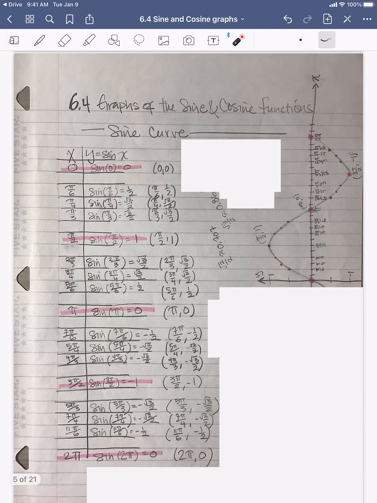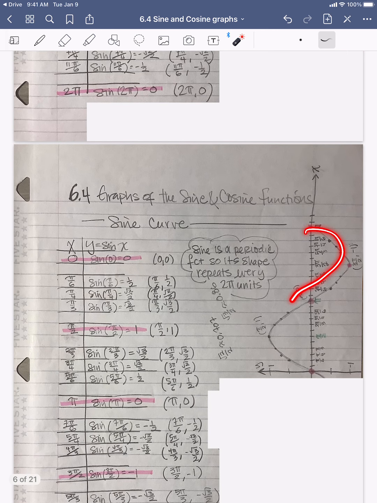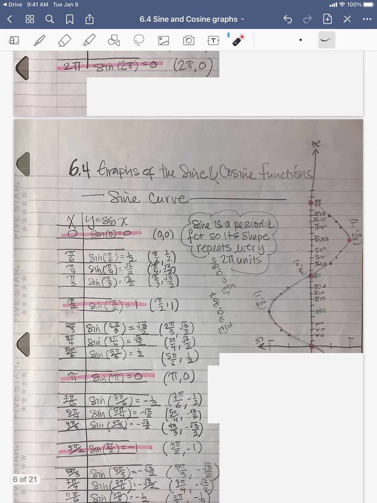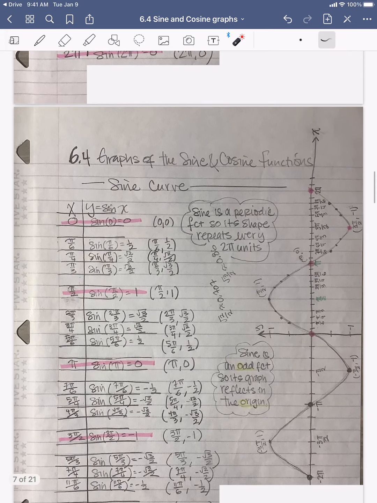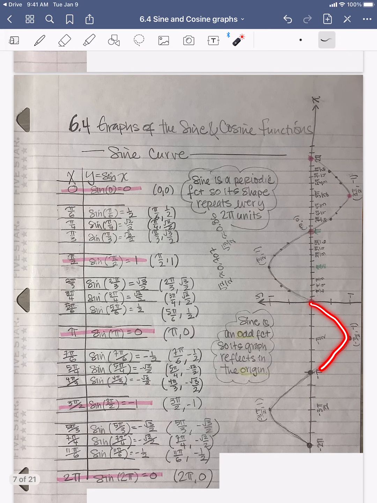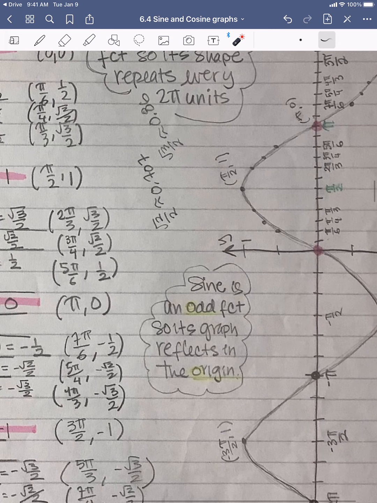So this is one period of the sine curve. It's a periodic function, so its shape is going to repeat every 2 pi units. I also was estimating that radical 3 over 2 is 0.866, and radical 2 over 2 is 0.71. Since it repeats every 2 pi units, I can continue this wave. I made another cycle on the other side of the y-axis because it's an odd function, and odd functions reflect in the origin.